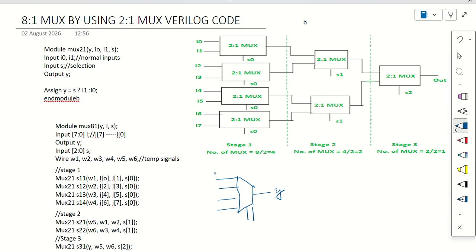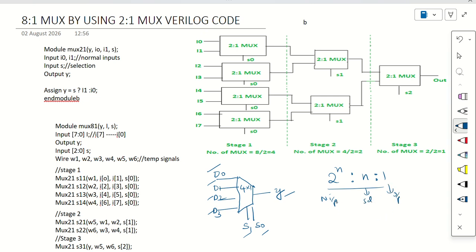Suppose we have four inputs, called D0, D1, D2, D3. How many selection lines are required? Here we require two selection lines, S1 and S0. It is called a 4 into 1 multiplexer. It has four inputs, and for selecting among four inputs we require two selection lines, and it has one output. So the formula is 2 power n to 1: 2 power n is the number of inputs, n is the number of selection inputs, and 1 is the output.